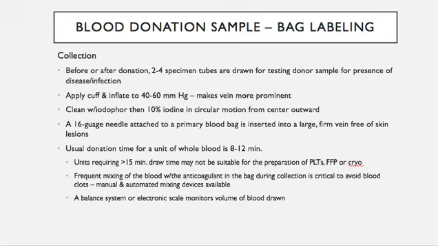they aliquot a portion of the donation to use for that testing. They're going to apply a blood pressure cuff and inflate it to 40 to 60, which is going to make the veins more prominent. They're going to clean the area with iodophor, then 10% iodine in a circular motion from the center outward. A 16 gauge needle is used and attached to the primary blood bag.